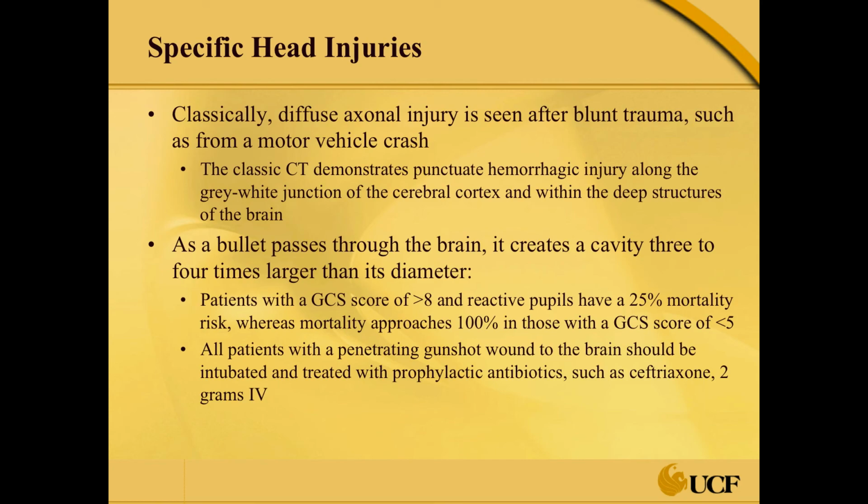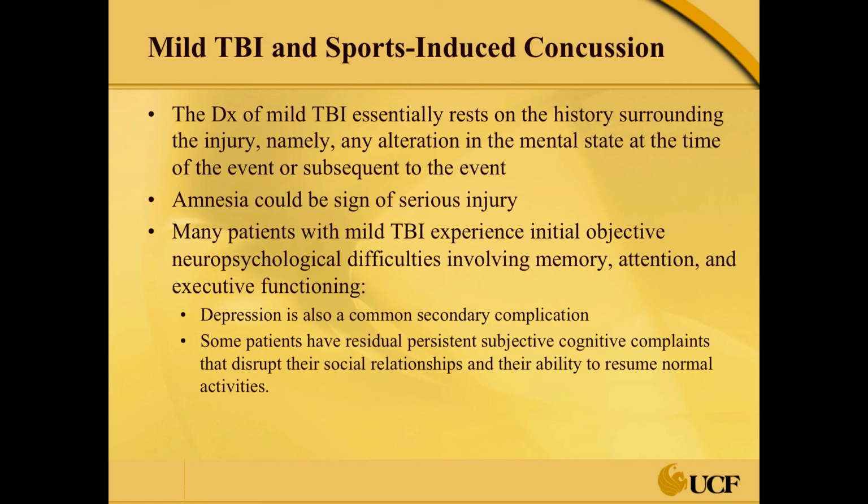As a bullet passes through the brain, it creates a cavity 3 to 4 times larger than its diameter. So patients with a GCS score greater than 8 and reactive pupils after a gunshot wound have about a 25% mortality, and then that approaches all the way up to 100% when the GCS drops below 5. All patients with a penetrating gunshot wound to the brain should be intubated, treated with prophylactic antibiotics such as ceftriaxone or Rocephin at 2 grams given intravenously.